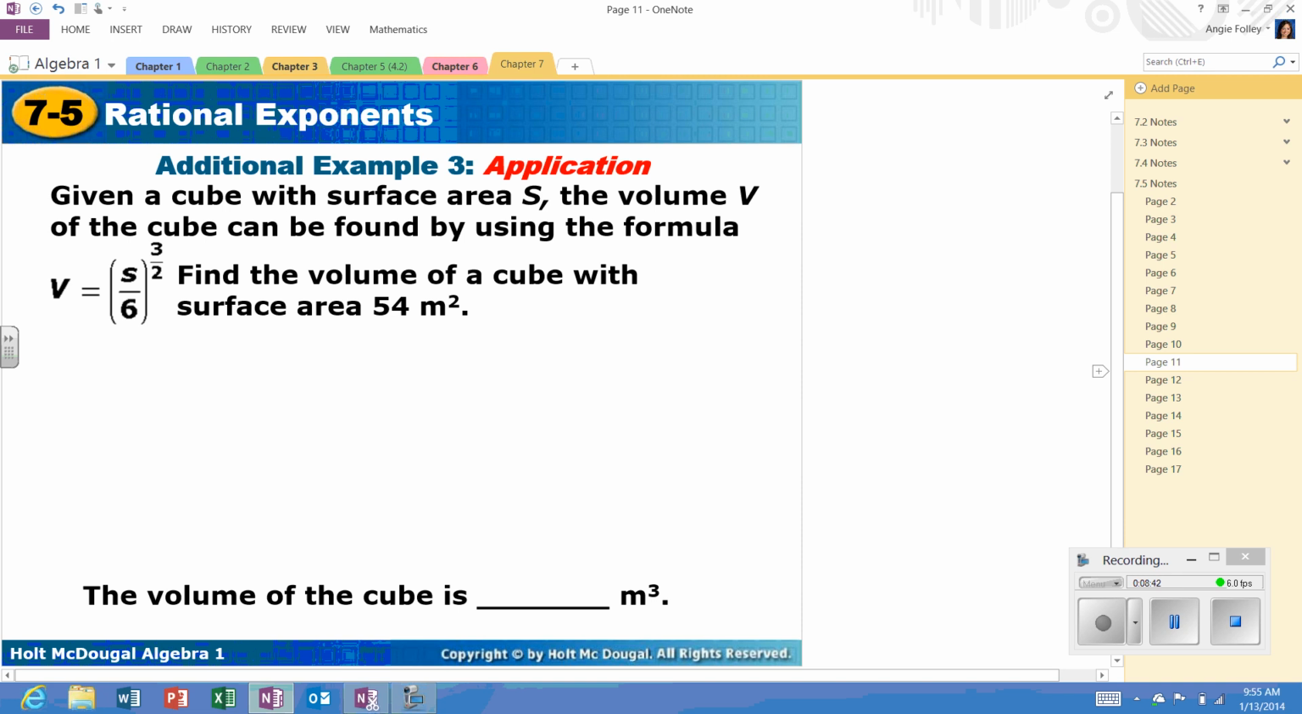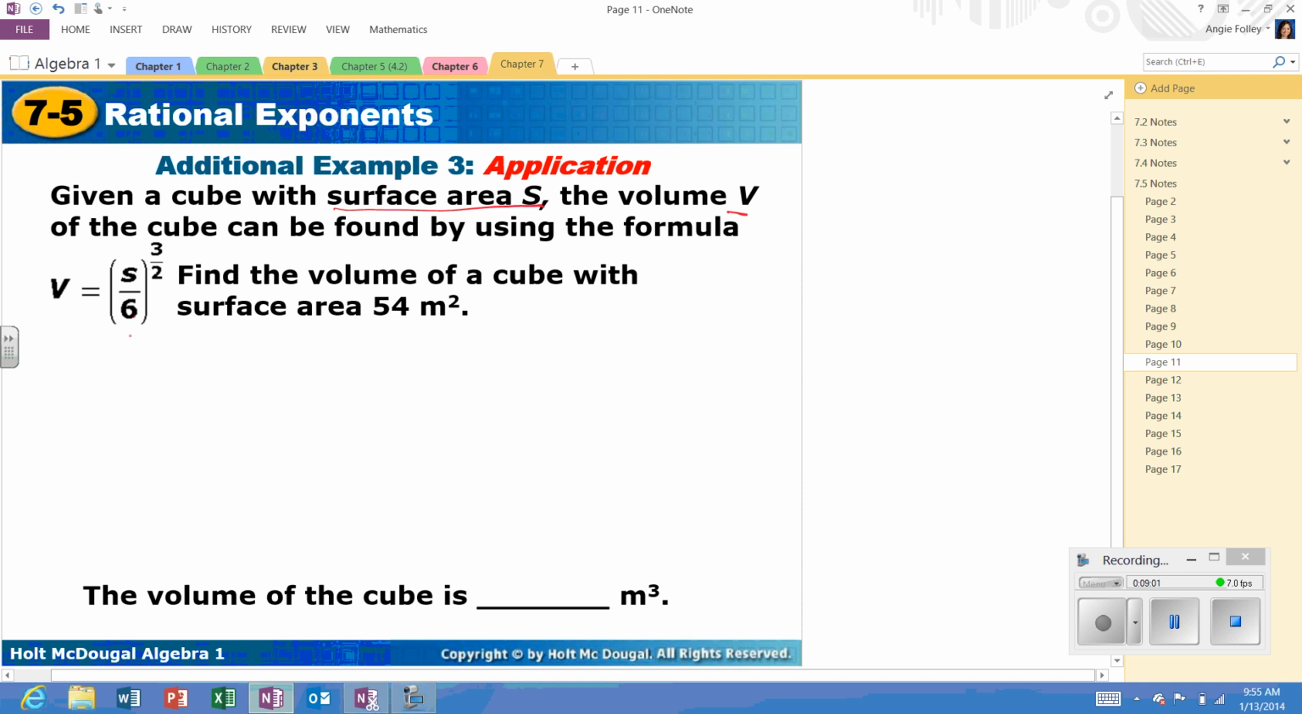Okay, so now we have a word problem. Given a cube with a surface area of S, the volume V of the cube can be found by using the formula V equals (S divided by 6) all to the 3/2 power. So the surface area is S and V is the volume.